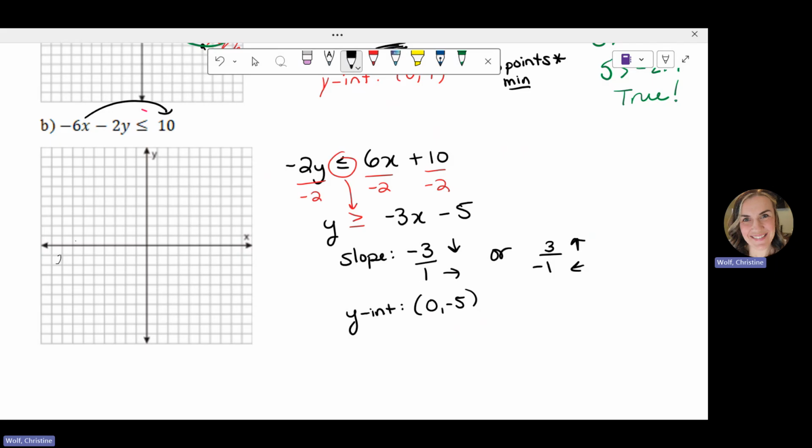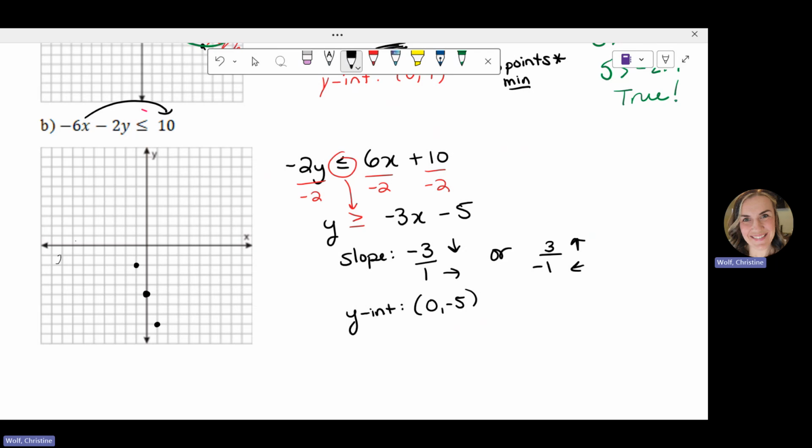Alrighty, so I'm going to start on my y-intercept, which is negative 5. And then, again, I'm going to show you both directions. So I could go down 3 to the right 1. Now, I cannot do that anymore. I would fall off the graph. So I'm going to now work my way up and do the other slope, which is up 3 to the left 1. Okay, so that's a minimum of 3 points.